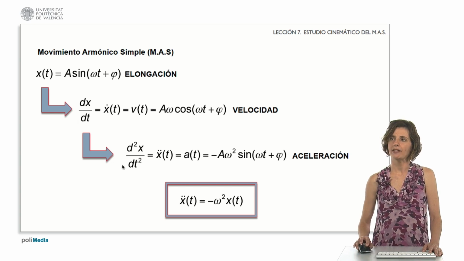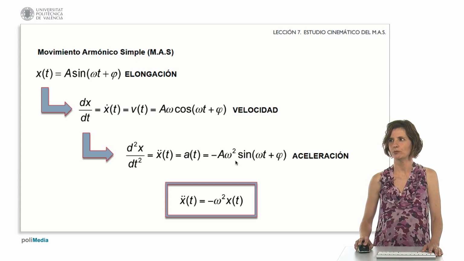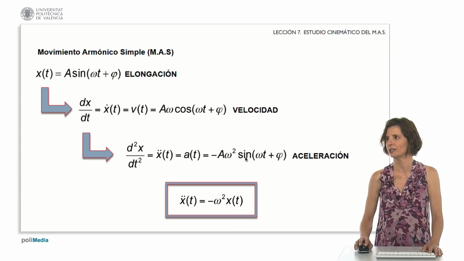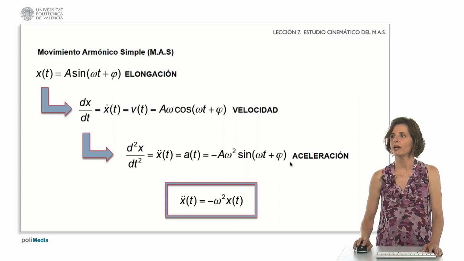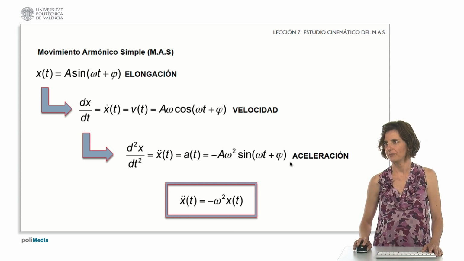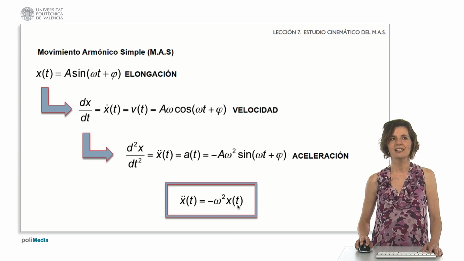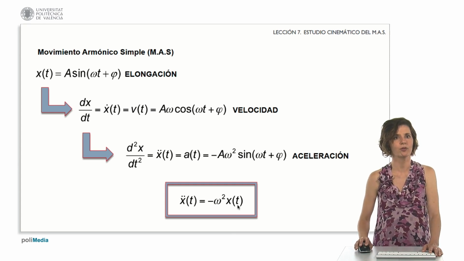If we derive the velocity again, we get the acceleration. In this case, the derivative of cosine is minus sine of omega t plus phi. The A and omega we had as constants, and then we have to multiply again by the derivative of the inside of the sine, which is again another omega, leaving minus A omega squared sine of omega t plus phi. If we compare the acceleration with the elongation, you can see that the acceleration is minus omega squared times the elongation. This is the kinematic definition of simple harmonic motion.